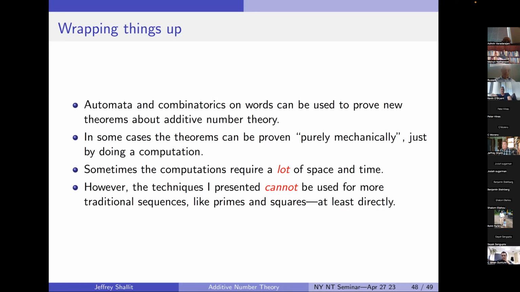The weird thing is, those bad examples just don't come up when we're trying to prove stuff that people actually want to prove, or at least they don't come up very often. The other bad news is you can't use any of the techniques that I presented, at least directly, for things like primes and squares, which are the traditional primes and powers of integers that have been the interests of additive number theorists ever since Goldbach and Waring.